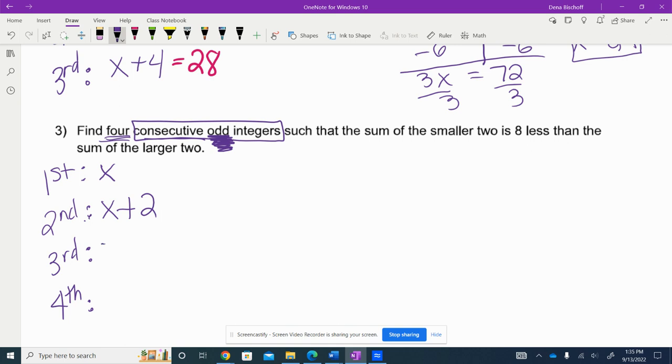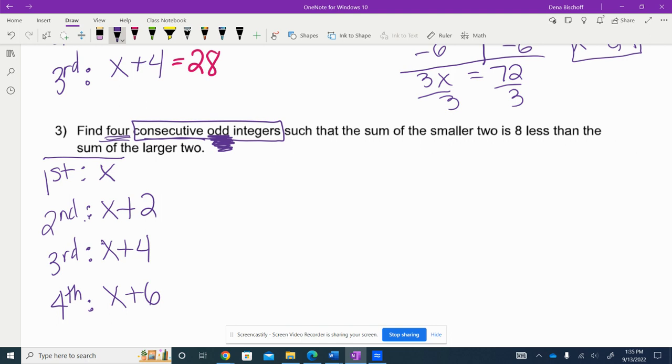It's not 4. It's what? What's the variable term? Help me out, Maddie. What is it? So we're talking about odd integers, which is represented the same way as even. Yes, ma'am. And the next one would be x plus what? Good job.